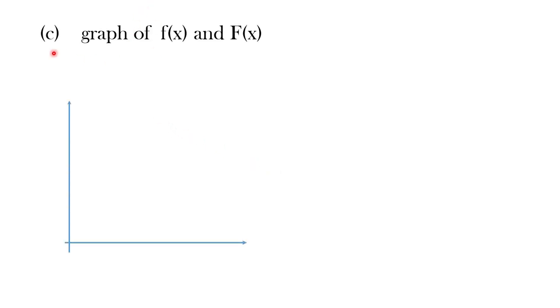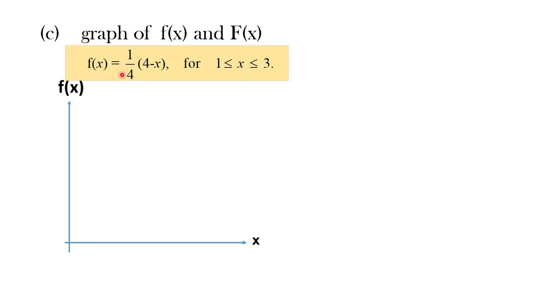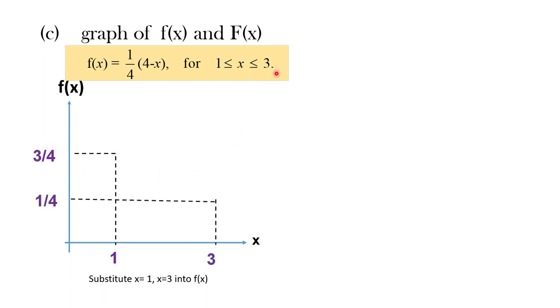Now we continue to sketch the graph of f(x) and the CDF. This is our function. F(x) is only defined on the interval from 1 to 3. So you need to substitute 1 and 3 into the function. After you substitute x equals 1, f(x) equals 3 over 4. When x equals 3, f(x) equals 1 over 4. So this is a linear function where the slope is negative. So this is the function.